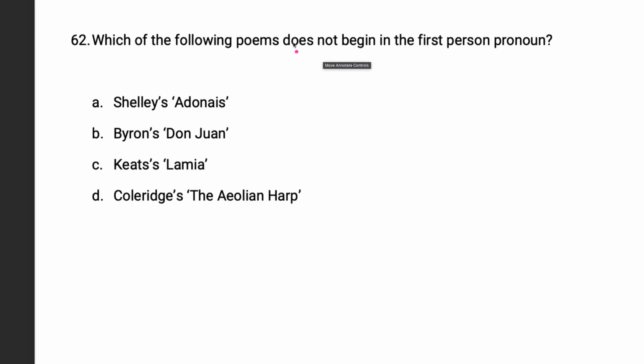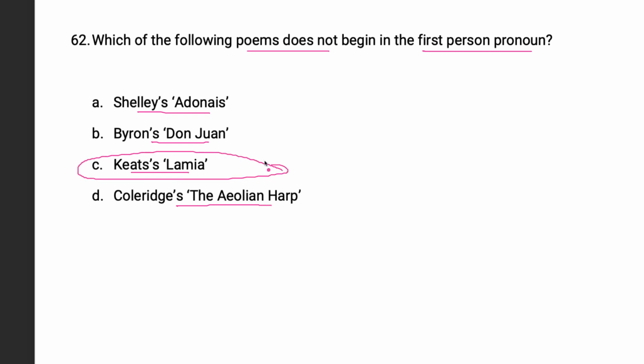Next question. Which of the following poems does not begin in the first person pronoun? Except one poem, all these poems begin in the first person pronoun, either beginning with I or we or my or our or in any first person pronoun. So was it Shelley's Adonais, Byron's Don Juan, Keats' Lamia or Coleridge's The Eolian Harp? The correct answer is Keats' Lamia, which did not begin with the first person. Rather, it is a narrative poem and it is third person narration. It was published in 1819.